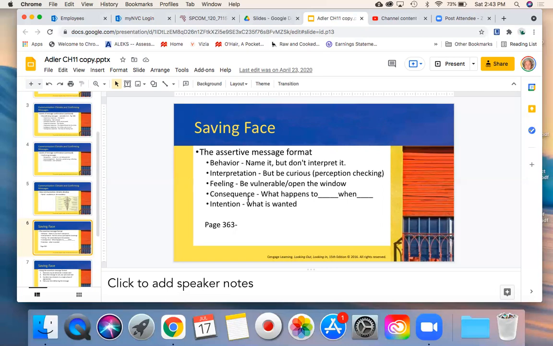And feeling, so to be vulnerable and open that window and talk about how it affected you feeling-wise. And then the consequences, which is not a threat. It's what happens to me when you, and you complete that sentence. The consequence is just how I was affected by it. And then the intention, so what is wanted. So you have behavior, interpretation, feeling, consequence, intention. On pages 362 and 363, there are an abundance of examples and dialogue that can help you see what that really sounds like.